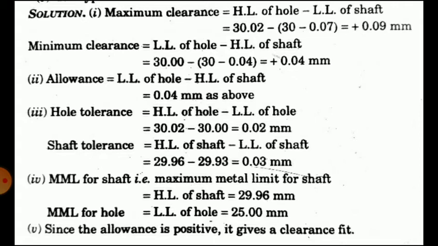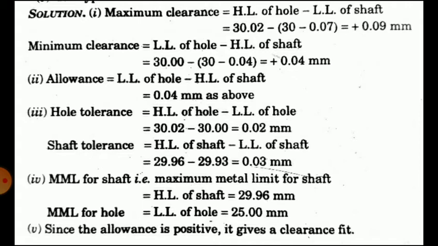Now find out hole tolerance. So hole tolerance will be equal to the higher limit of the hole minus the lower limit of the hole. So that will be equal to 0.02 mm. Shaft tolerance will be the higher limit of the shaft minus the lower limit of the shaft, that is 0.03 mm.